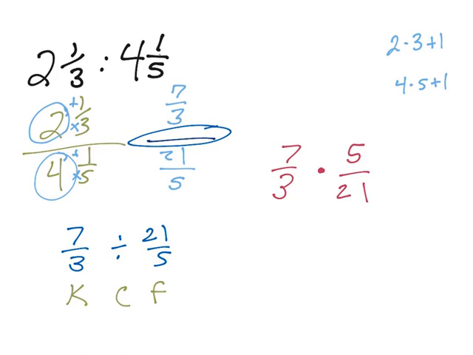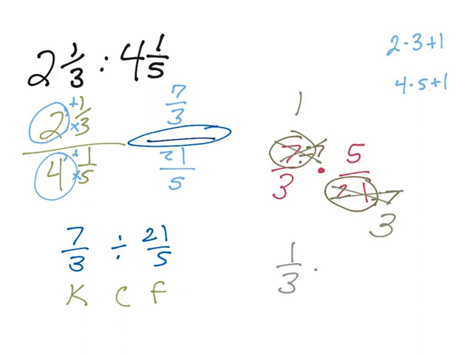Now, hopefully, when you look at this, you're like, hey, we have ourselves common factors. 7 goes into 21 3 times. So I can divide both of these by 7, because 7 divided by 7 is 1, and 21 divided by 7 is 3. So I can rewrite this to be 1 over 3 times 5 over 3. Then when I multiply straight across, I get 5/9. And that is simplifying ratios containing mixed numbers.